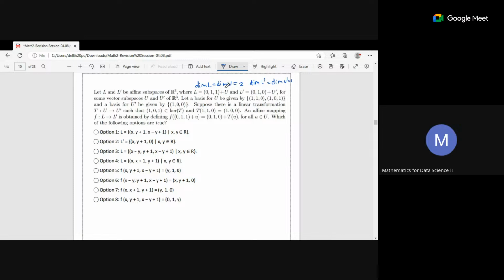For this you need to know what your U is. So your U is the span of (1, 1, 0), (1, 0, 1). Right? If your U is this, then how can you write it? Alpha times (1, 1, 0) plus beta times (1, 0, 1). So what is your subspace then?